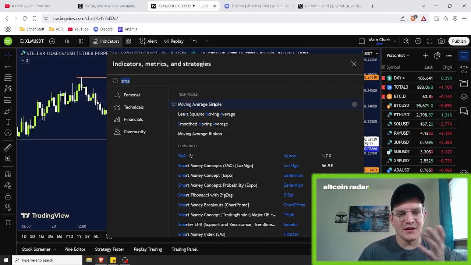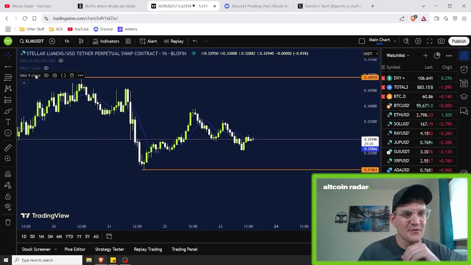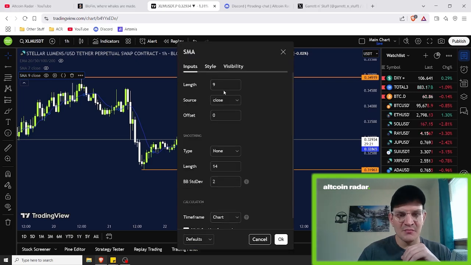Moving average simple. It's the one that says moving average simple. You just want to click on that, and it's going to add your SMA right in here. It's going to be set to 9, but you want to go into settings, go to inputs, and turn the length down to 7. Then keep everything else the same.